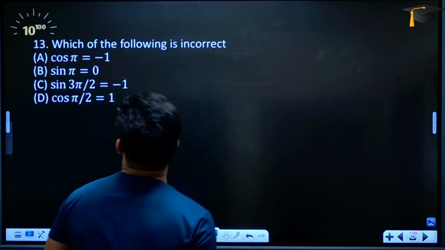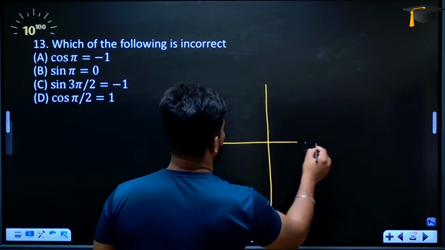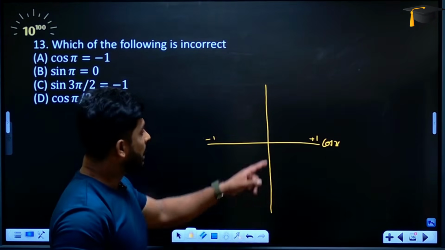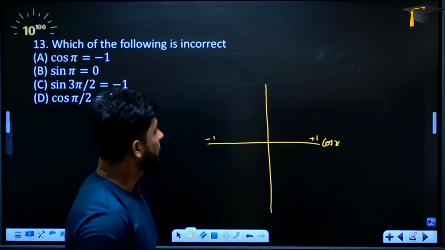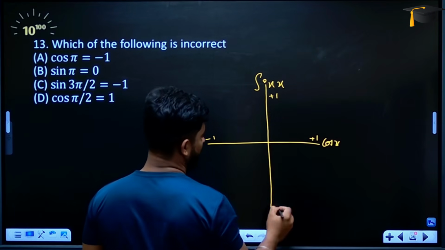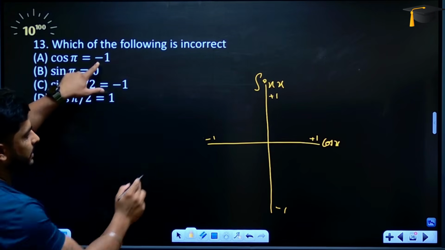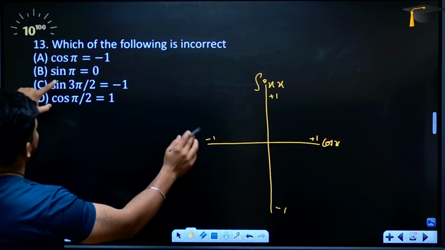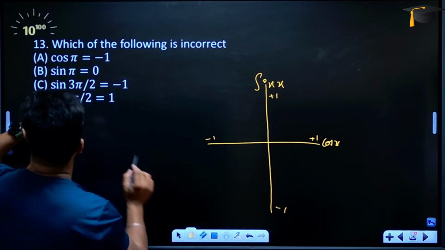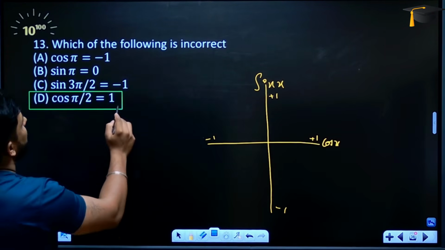Next. Okay, which of the following is incorrect? So ನಿಮಗೆ ಗೊತ್ತಿರಬೇಕು, ಇದು cos x value ಇಲ್ಲಿ ಬಂದು positive, ಇಲ್ಲಿ ಬಂದು negative. Okay, apart from that ಇಲ್ಲಿ 0 ಮಾಡುತ್ತೆ. ಇದು ಬಂದು sin x ಬಂದು ಇಲ್ಲಿ positive and ಇಲ್ಲಿ ಬಂದು negative, so opposite, 0 x axis ಅಲ್ಲಿ. So cos pi is -1, yeah, it is correct. Sin pi is 0, it is correct. Sin 3 pi by 2 ಅಂತ ಹೇಳಿದ್ರೆ ಇದು -1, it is correct. Cos pi by 2 ಅಂದ್ರೆ ಇದು, so it is actually 0. So option D is wrong.